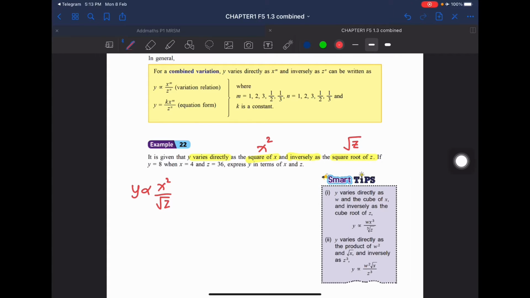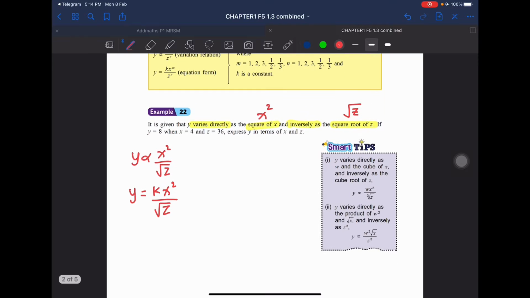First step, we convert it into equation form. So y equals k, x square over square root of z, and then you need to substitute in the values given in the question in order to get the value of k. So y equals 8, equals k times 4 square over square root of 36.